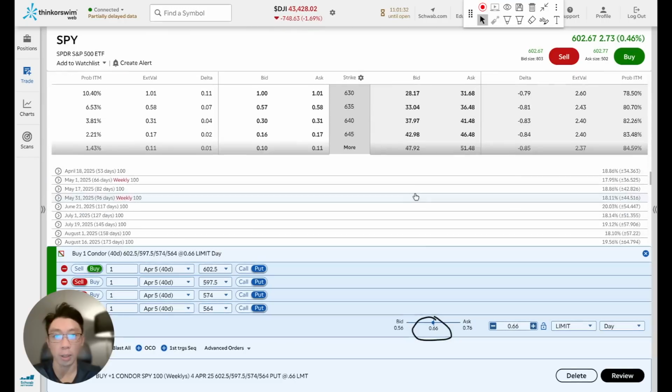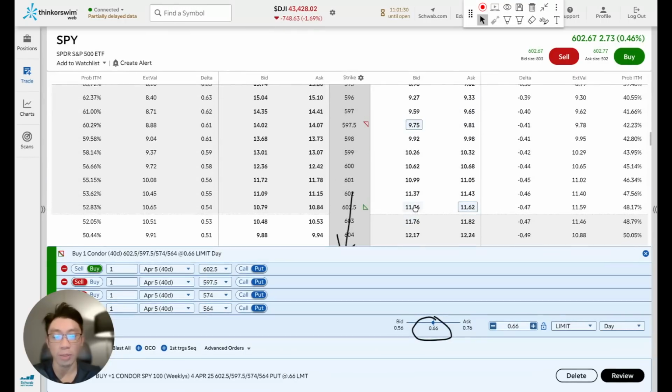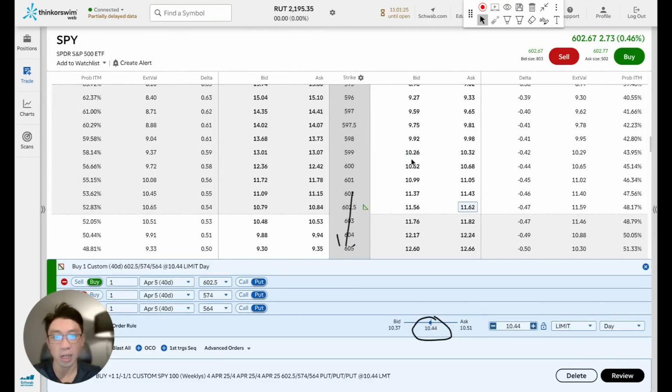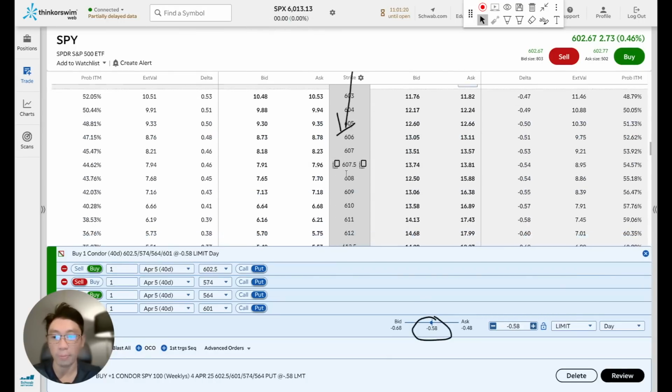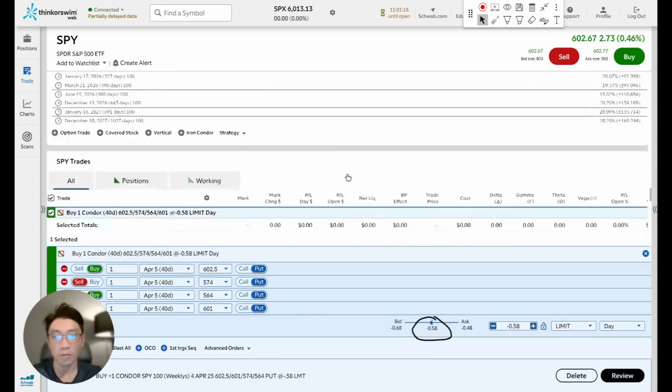So that's not what we want. So instead, we want to construct one where there's no risk to the upside. So what do we do? We just simply reduce the size of this put debit spread. So if we reduce it by this amount, right? So right now it's about 1.5 points wide. Now we have a credit.